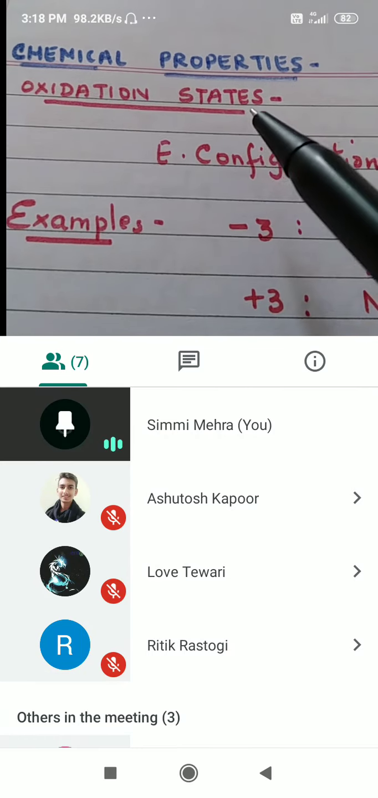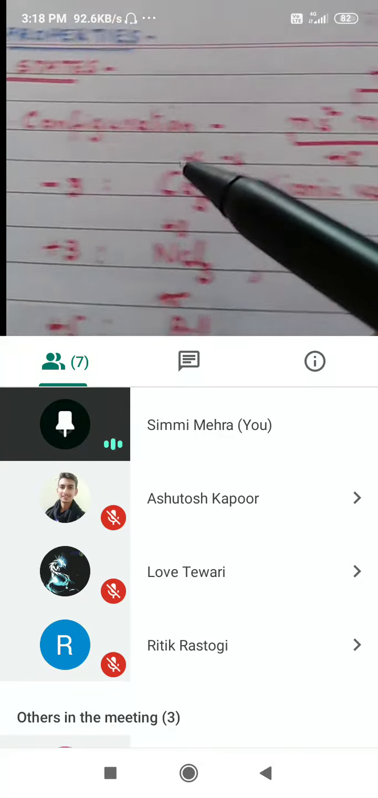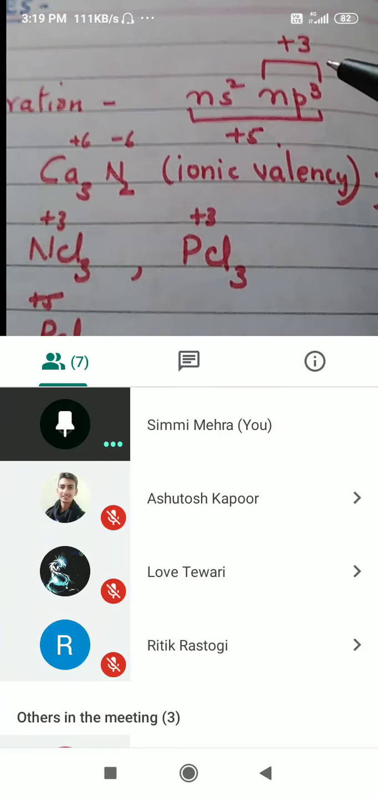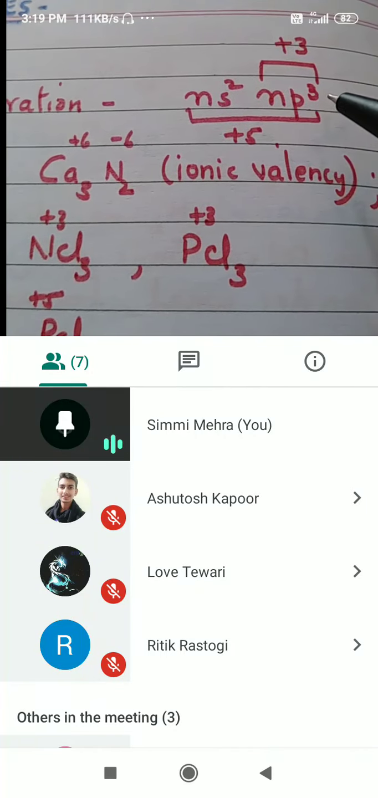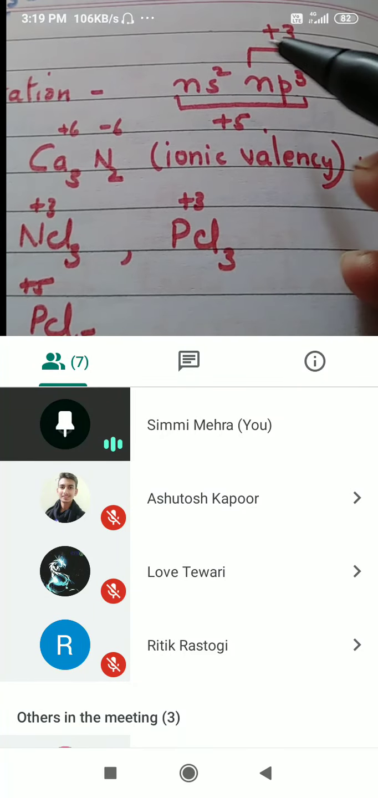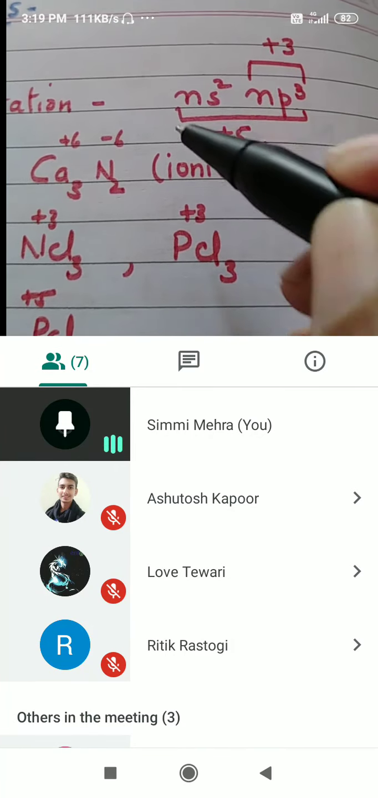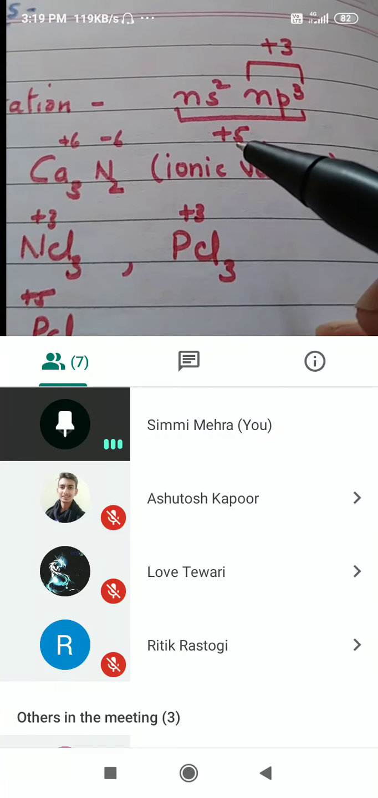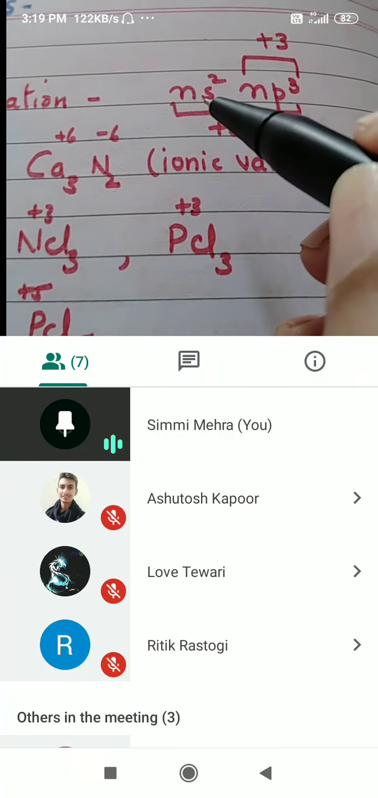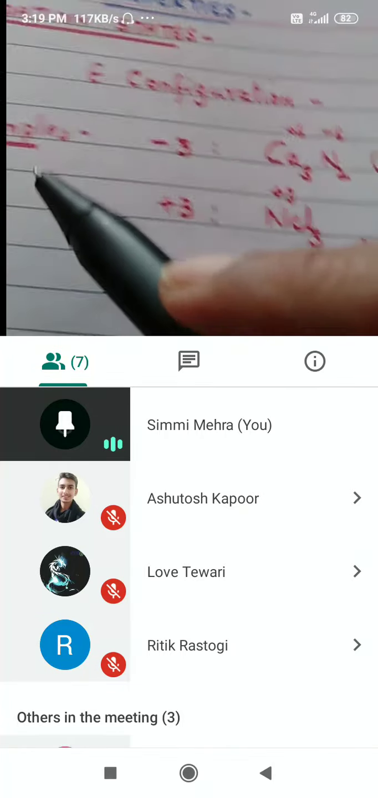Now oxidation states. Which oxidation states will be shown by the elements in this group? Electronic configuration is ns2 np3. Now this is interesting and you must view this. If only 3 valence electrons are lost, it will show an oxidation state of +3. But if all 5 of them are lost, it will show oxidation state of +5. If s electrons are lost, then only +5 oxidation state will occur. Now some examples are given here.